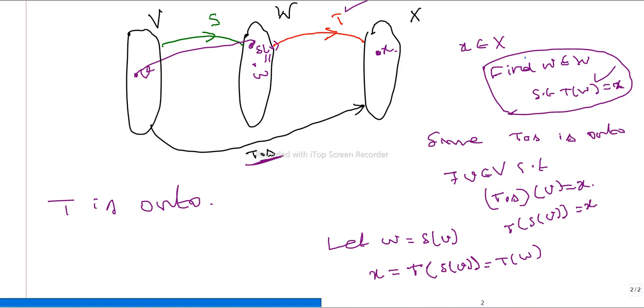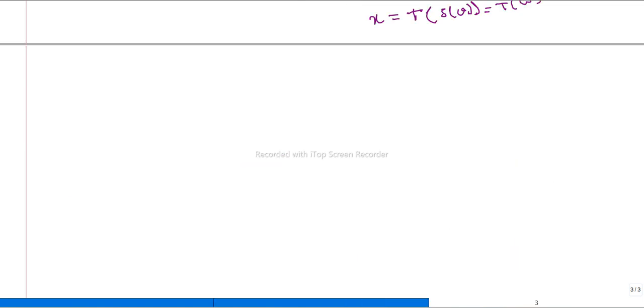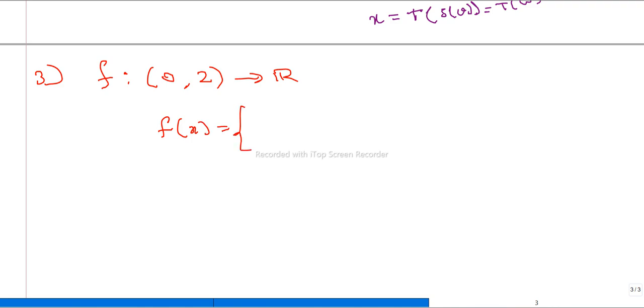From real analysis, third question. Suppose f is a function defined on the open interval (0, 2) to R, the entire R, defined by f of x equal to x square if x is a rational number, and 2x minus 1 if x is an irrational number.